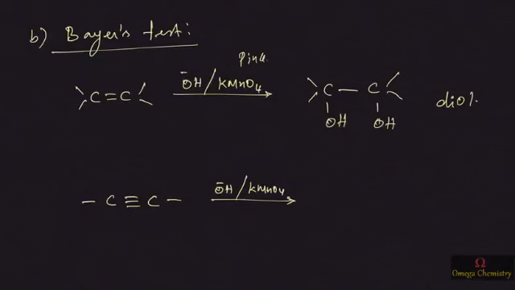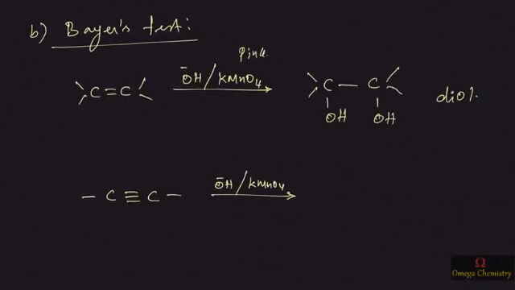Okay, when I take an alkyne, 2 more moles of potassium permanganate will be required, and the product will be oxalic acid. Oxalic acid will be the product, and here also the decolorization of potassium permanganate is the indication for unsaturation.